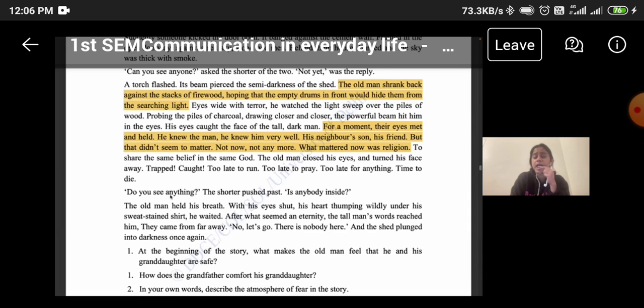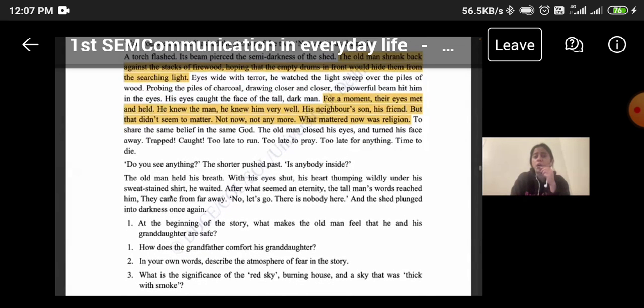The old man shrank back against the stacks of firewood, hoping that the empty drums in front would hide them from the searching light. Eyes wide with terror, he watched the light sweep over the piles of wood, probing the piles of charcoal. Drawing closer and closer, the powerful beam hit him in the eyes. His eyes caught the face of the tall, dark man. For a moment, their eyes met and held. He knew the man. He knew him very well. His neighbor's son, his friend.